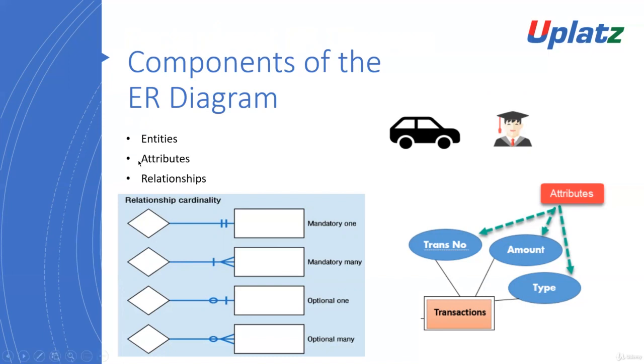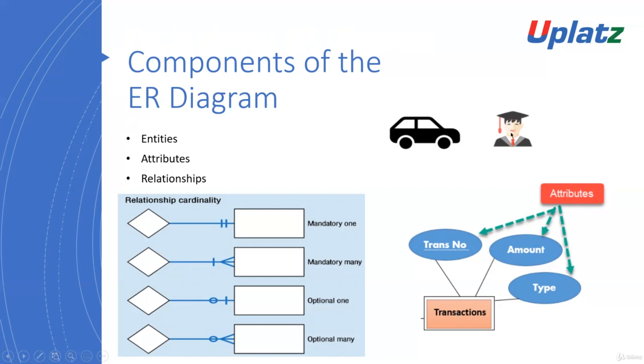Next, let's move into attributes. What are attributes exactly? Attributes are nothing but columns, which I had already mentioned. Now transactions is an entity here. This transactions entity has different attributes: transaction number, amount, and type. What are these attributes? These attributes together define the entity.